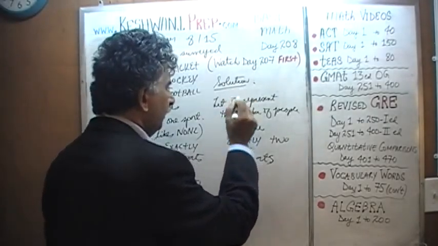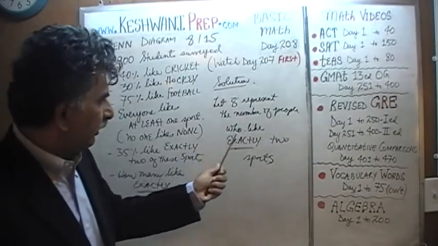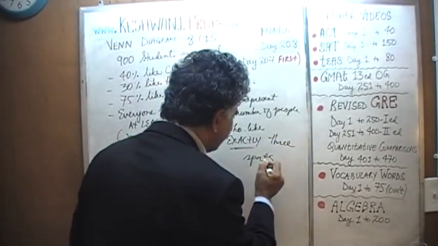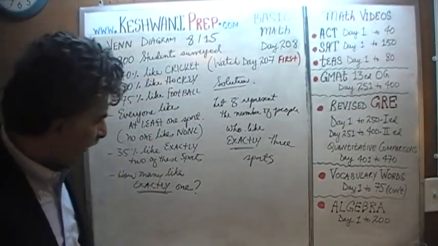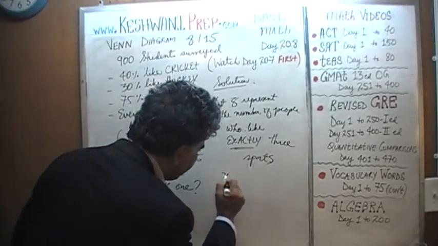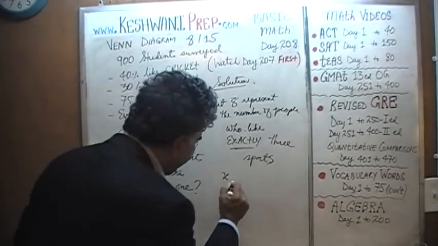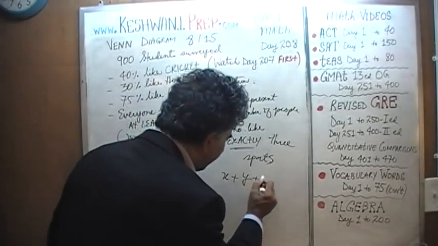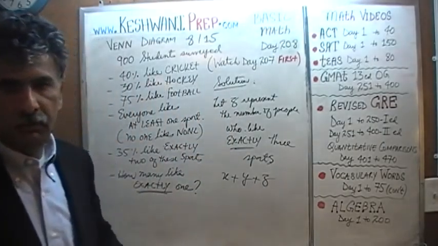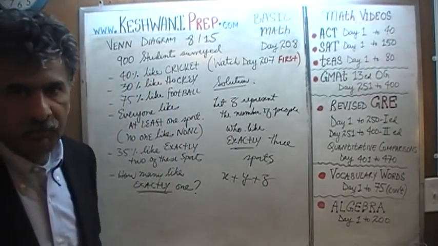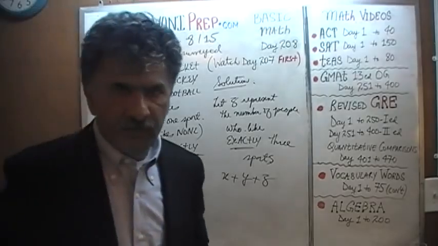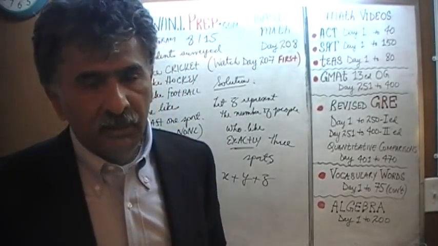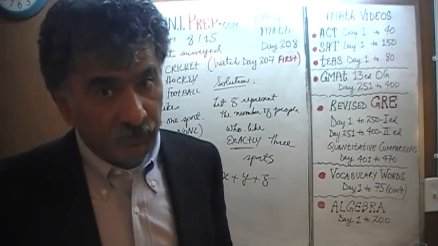Let y represent the number of people who like exactly two sports. And finally, our letter z will represent the number of people who like exactly three sports. So if you add up all the people who like exactly one sport, the people who like exactly two sports, and the people who like exactly three sports, they should add up to what?